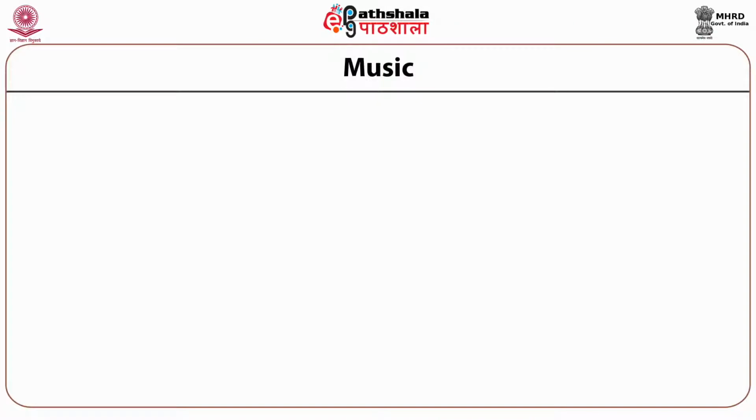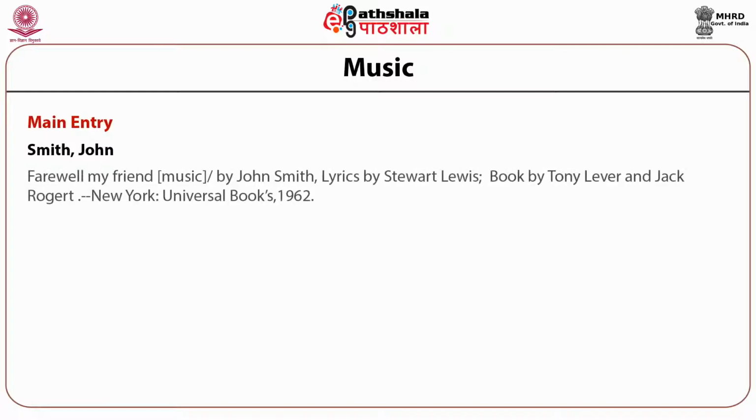Now, the question arises how to make the main entry. Very simple. John, you have to prepare under Smith, John, because he is responsible. Then you will write the title. Just after the title, the GMD. GMD is music by John Smith. Then you write who has written the lyrics: lyrics by Stuart Lewis. Then who has written the book? Book by Tony Lever and Jack Rogot. Where? New York. Then Universal Books, 1962.